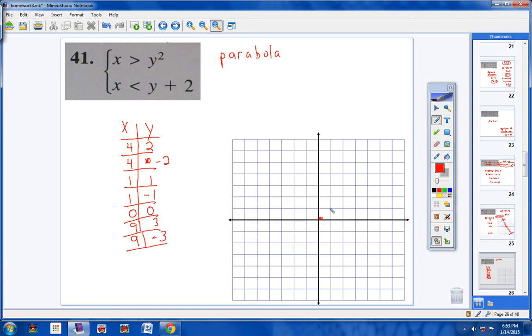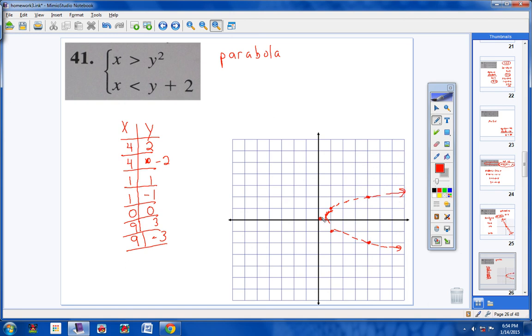Here's 0, 0, 1, 1, 1, negative 1, over 4 and up 2. See here, 4, negative 2. And then lastly, 9, 3. Well, 9's way over here, so I'm not going to worry about sketching that, but hopefully you get the idea of what the parabola would look like. And so here we go. And notice it is a dotted parabola, okay? It is dotted.